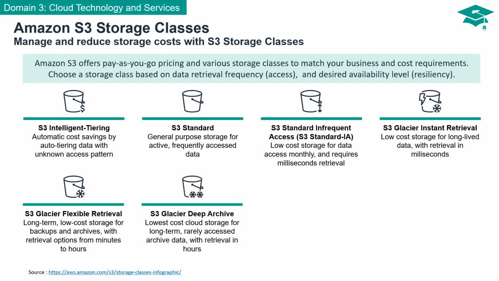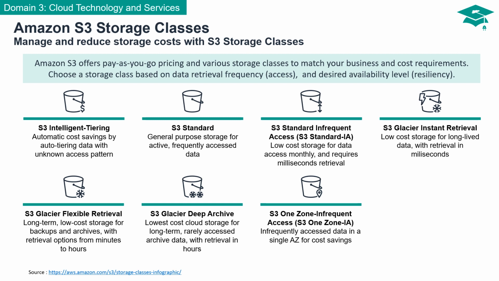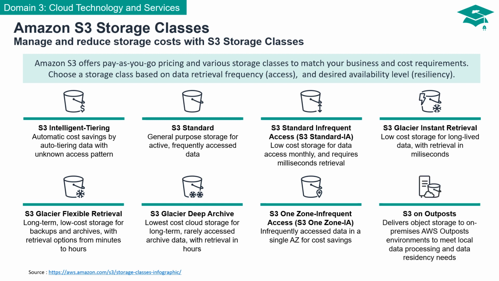S3 Glacier Deep Archive is the lowest-cost cloud storage for long-term, rarely accessed archive data, with retrieval in hours. S3 One Zone-Infrequent Access is suitable for infrequently accessed data in a single availability zone for cost savings. S3 on Outposts is a storage class to store your S3 data on premises. It delivers object storage to on-premises, allowing you to meet local data processing and data residency needs.